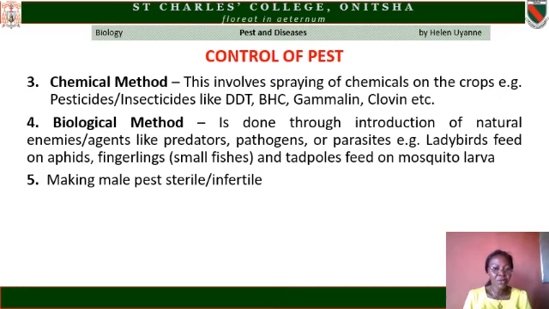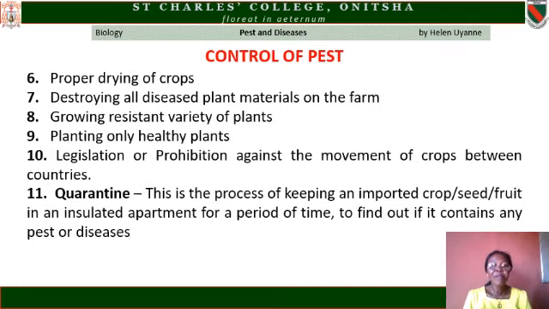Then we have the next one, proper drying of crops. When you dry the crops very well, they will be free from any liquid, and the pests will find it difficult to thrive upon them, talk less of transmitting any disease condition. Then we have the seventh one, which is destroying all diseased plant materials on the farm. Once you discover that any plant is infected, you simply burn it or destroy it so that it will not infect any other good plants.